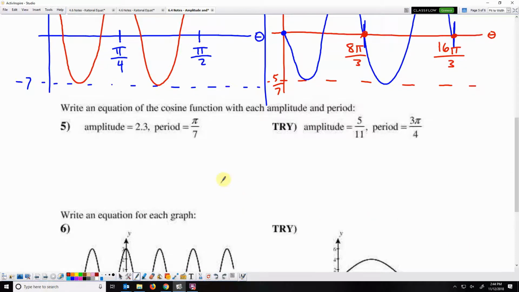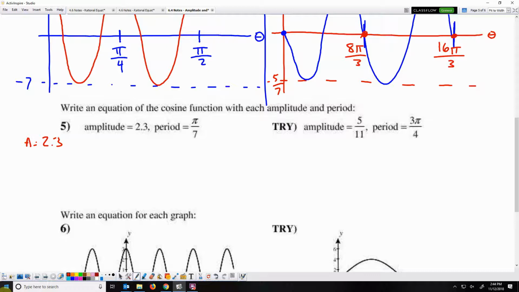Next, we are asked to write the equation for a cosine function. So both of these are going to have cosine in them. We are given the amplitude A is 2.3. We are given the period is pi over 7.